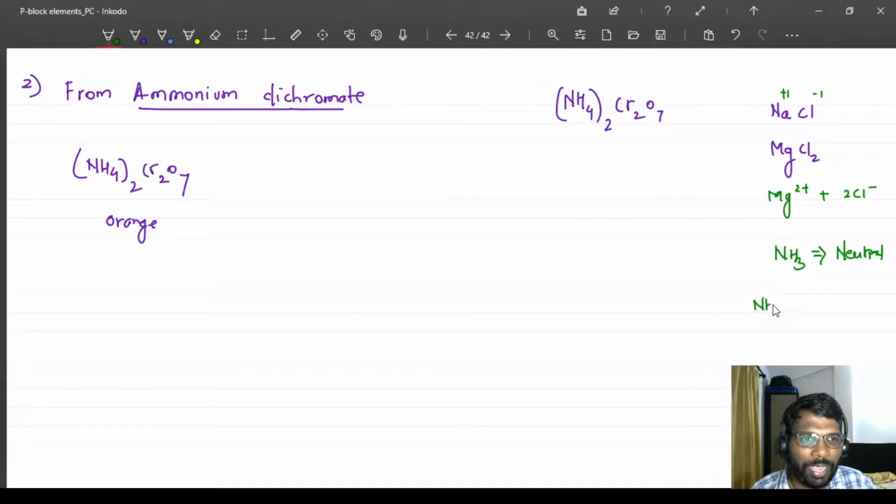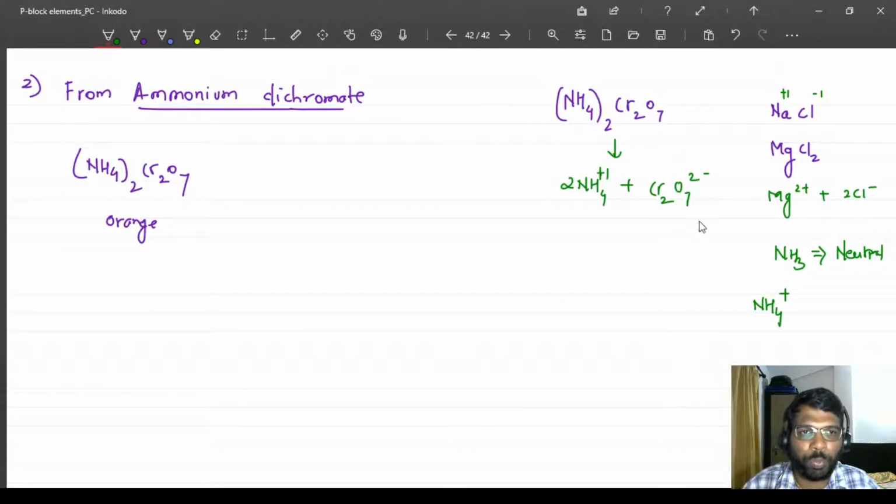But when I write NH4, it is positive because it donates its electron pair to form a fourth bond, and that is how it is NH4+. Now you tell me, (NH4)2 means if I split this, then I will split this as 2 times NH4, and plus 1 means the charge on this ion is plus 1. And since this is 2 into plus 1, what should be the charge on this? It is Cr2O7 2 minus, dichromate. That is about ammonium dichromate. Let's go ahead with the reaction.